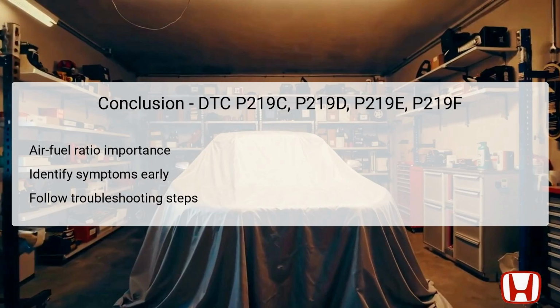In conclusion, understanding DTCs P219C, P219D, P219E, and P219F is crucial for maintaining the Honda CR-V's engine health. These codes reflect significant issues related to air-fuel ratios, directly impacting the vehicle's performance and emissions. Identifying symptoms early allows for quicker interventions, preventing minor issues from escalating into major repairs. Following systematic troubleshooting steps ensures accurate diagnostics and effective resolution of air-fuel variations.